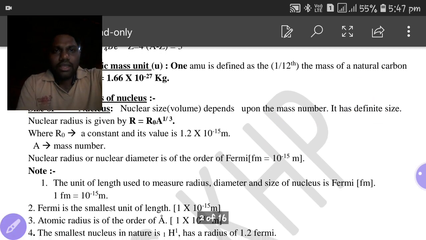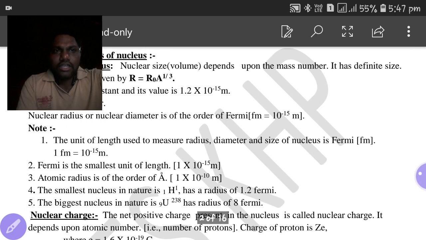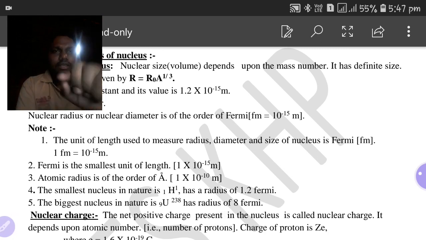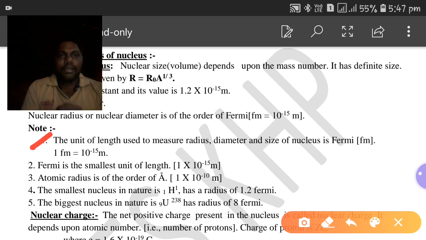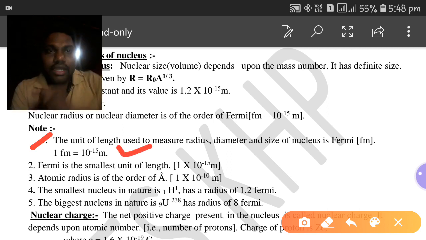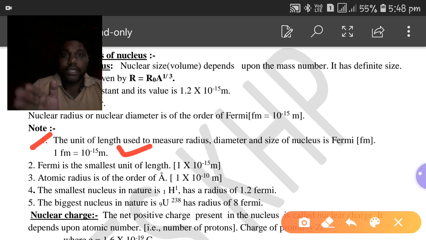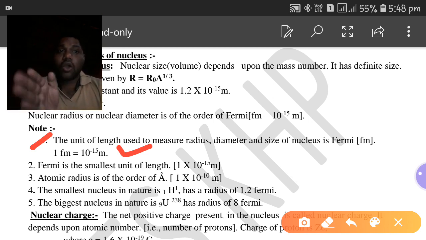Now next, some notes are given here. In the first note, they have expressed that to measure the nuclear radius, or the diameter or size of the nucleus, we have to use the smallest unit of length, that is Fermi. And this 1 Fermi is nothing but 10 to the power minus 15 meter. So always the nuclear radius will be of the order of Fermi. We have to remember this.